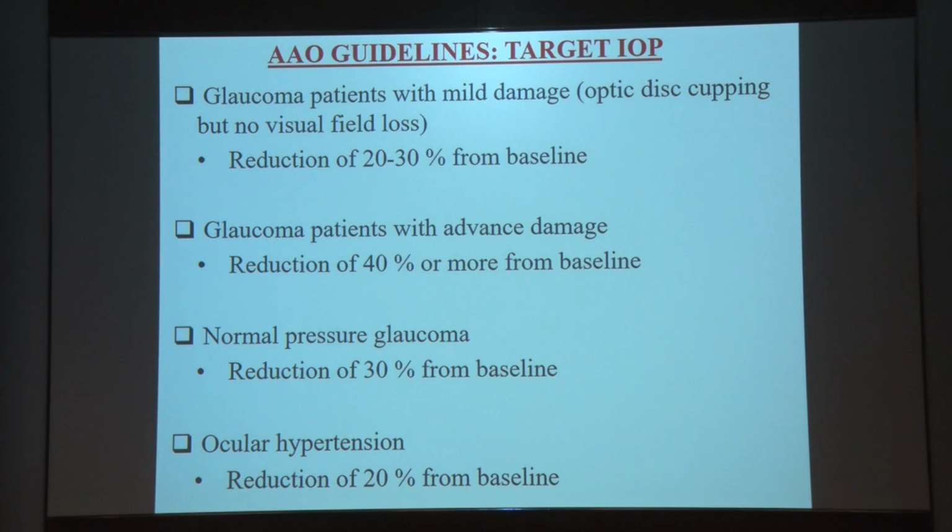The AIOP guidelines for the target IOP are, if the patient is having glaucoma with mild damage, that is, optic cupping is there but no visual loss is there, then the reduction of 20 to 30% from baseline is safe. In glaucoma patients with advanced damage, reduction of 40% or more from the baseline is required. In normal tension glaucoma, reduction of 30% from baseline is sufficient, while in ocular hypertension, reduction of 20% from baseline is required. This is debatable.